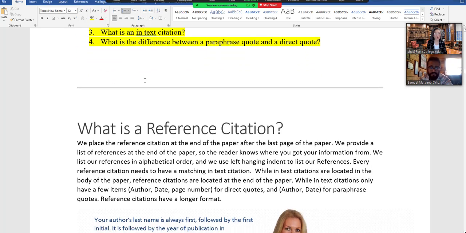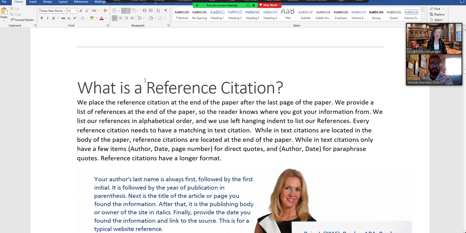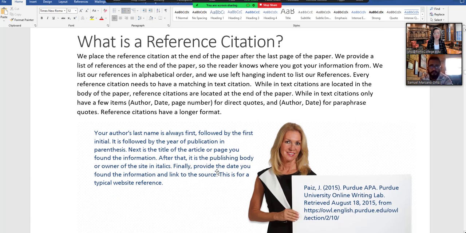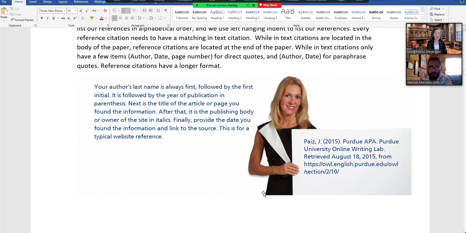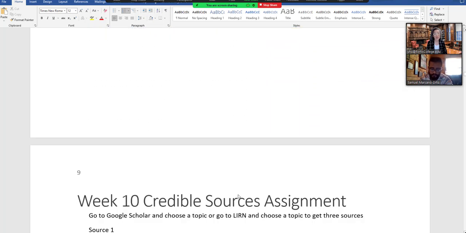All right, so what is a reference citation? This comes from your interactive lecture. You put your author's last name always first, followed by the first initial. Then you have the year of publication, and then you have where it came from, name of the article, publication, and then the date you retrieved the website, and then the very last thing you have is your website address.